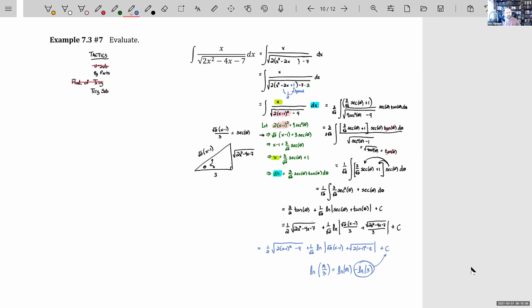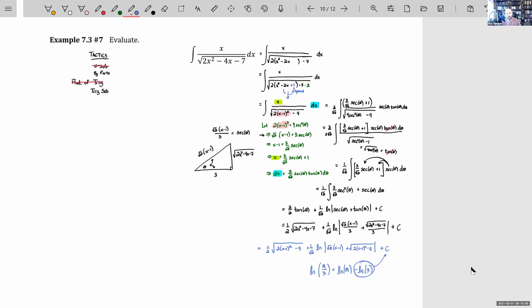Notice, by the way, when I started the problem, I listed out tactics and I really tried to save the trig sub, the completing the square, for the very last one. It was purposeful because I don't like to use completing the square if I don't have to. There's too many algebraic mistakes that can occur.